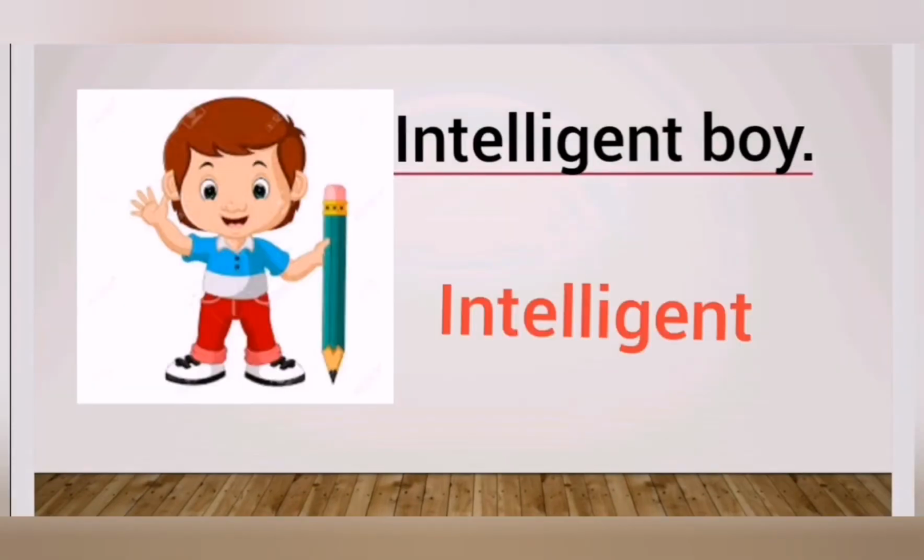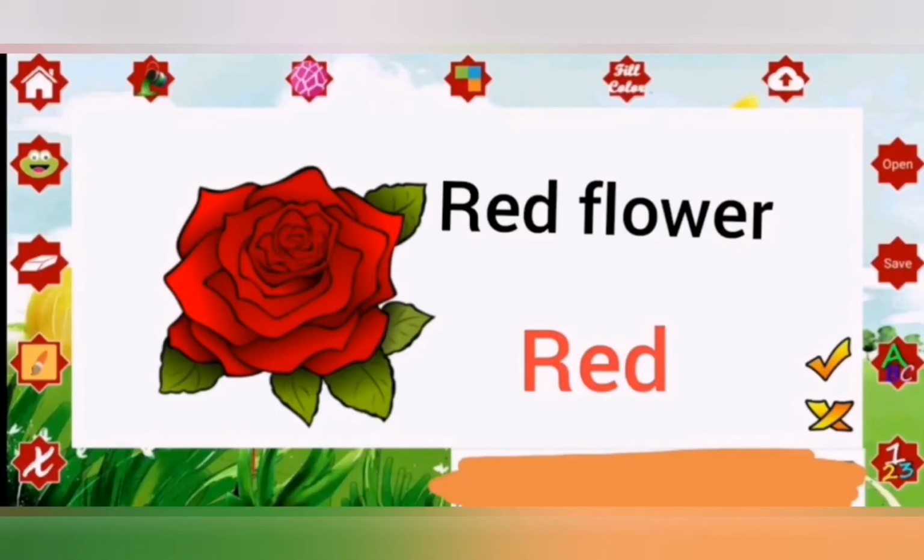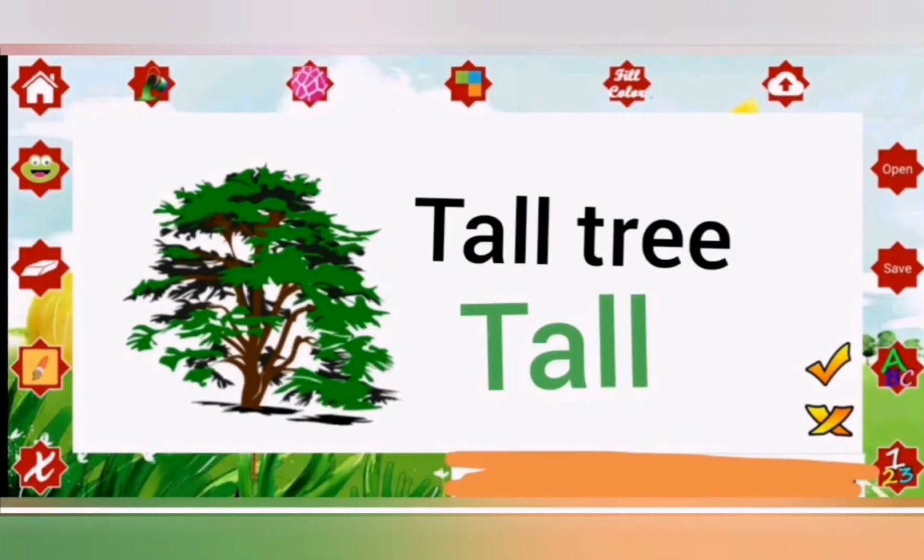Intelligent boy. Here, intelligent is an adjective and it describes the quality of a boy. The next one is red flower. Here, red is an adjective and it describes the color. Tall tree. Here, tall is an adjective and it describes the size of a tree.